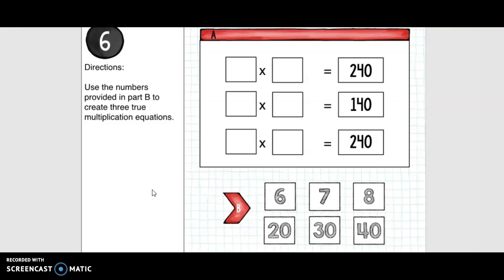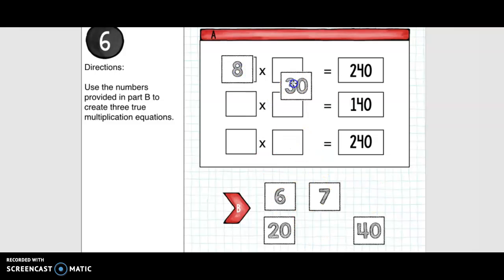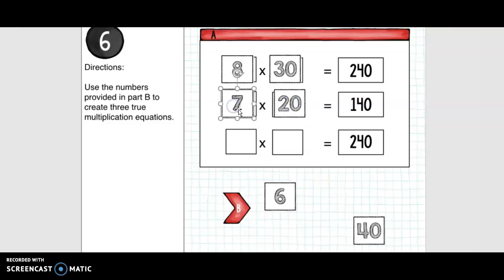Alright, let's go ahead and go over our work. I've got to get to 24. So 7 times 3, that's 21, so it must be 8 times 30, because 8 times 3 is 24. Add my group of 10, 240. Got to get to 14. How could I get to 14? Yep, a 7 and a 2. 7 times 2 is 14. And then add my 0, 140.